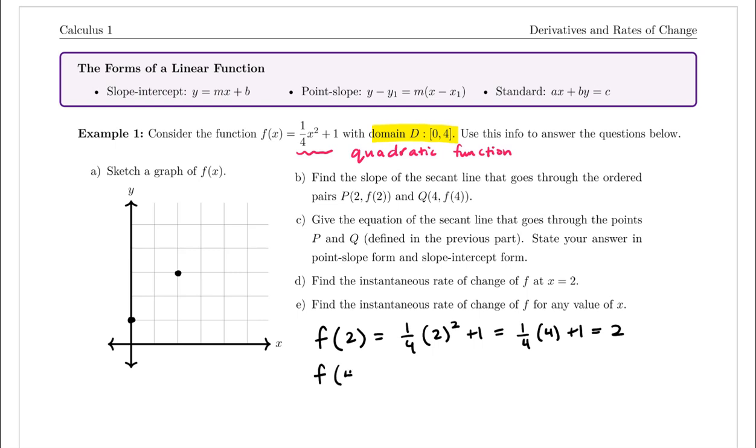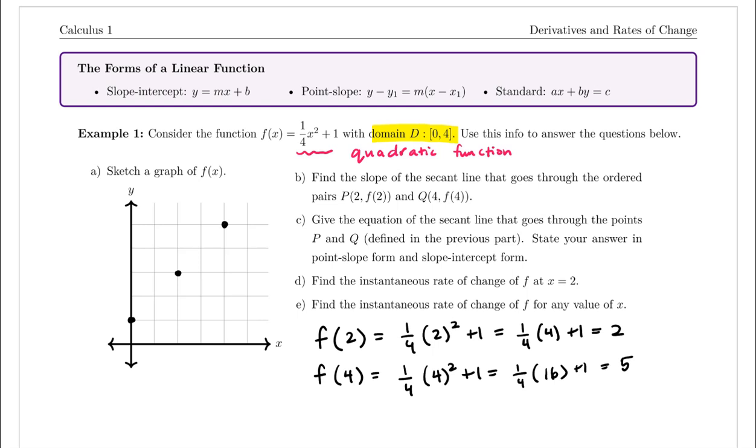I'm going to also figure out what is f of 4. That's 1/4 times 4 quantity squared plus 1. 4 squared is 16. And 16 divided by 4 is 4. 4 plus 1 is 5. So my graph will also go through the point (4, 5), which is here.